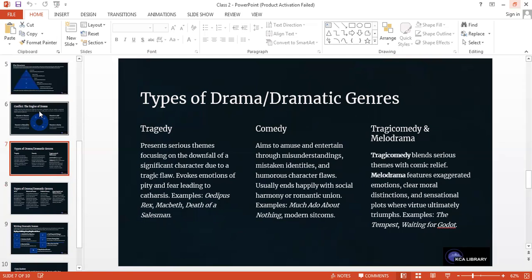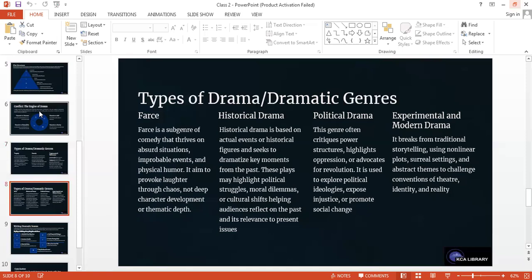The comedy aims to amuse and entertain people through misunderstanding, mistaken identity, and humorous character flaws. It usually ends happily with social harmony or romantic union. The tragic comedy blends serious themes with comic relief. It brings together serious themes and is also comical in nature. The next is melodrama, which features exaggerated emotions, clear moral distinctions, and sensational plots where virtue ultimately triumphs.